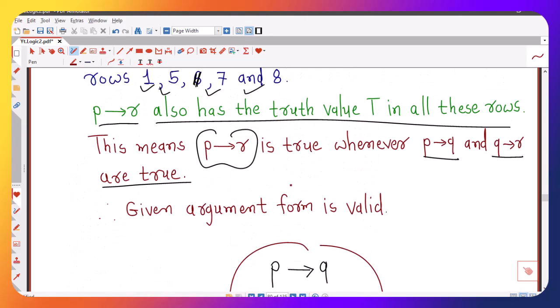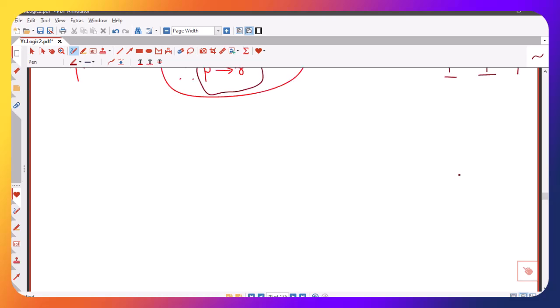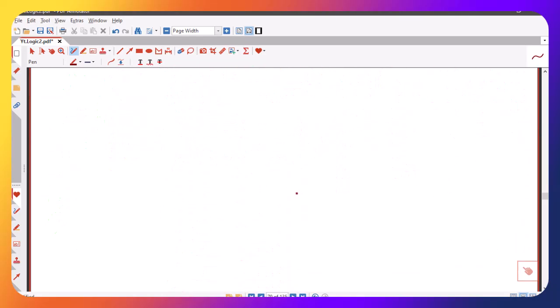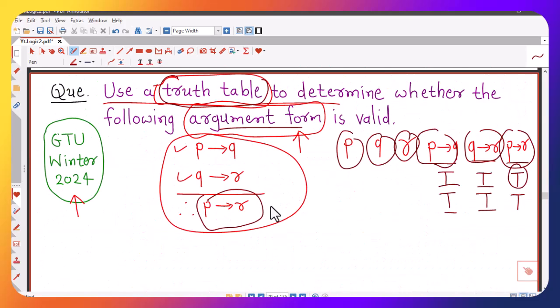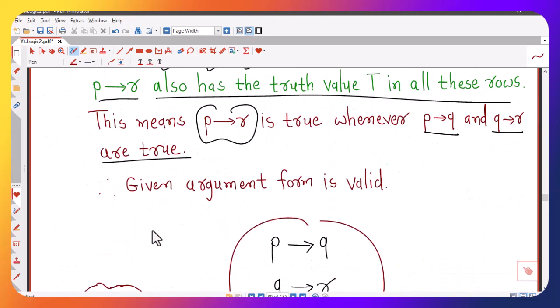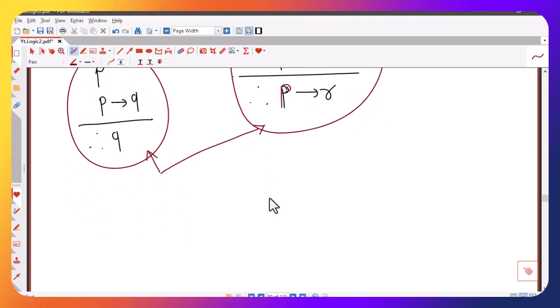And we will see another way of determining the validity of argument without using truth table. Here they have specified that using truth table we have to determine the validity of given argument form. Therefore, we have used truth table here, and this question was asked in GTU Winter 2024 exam. So remember these two rules of inferences, and we will see other rules of inferences in next lecture.